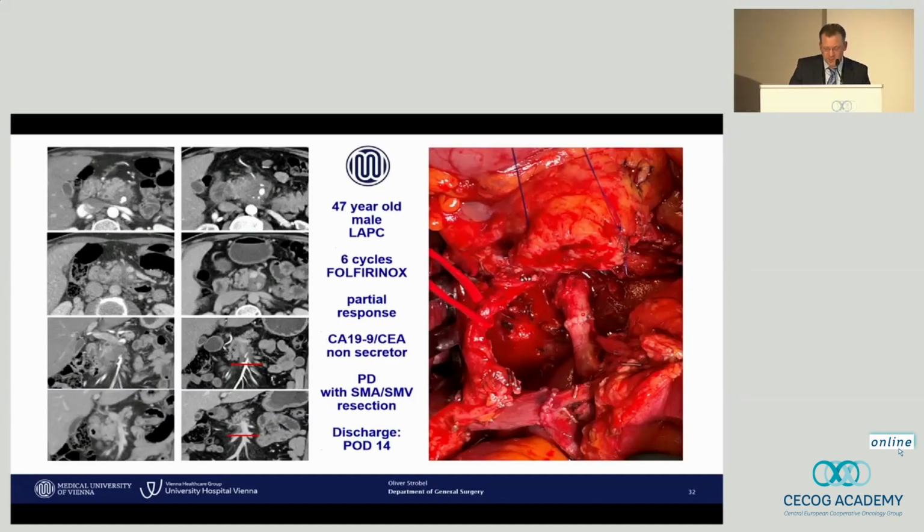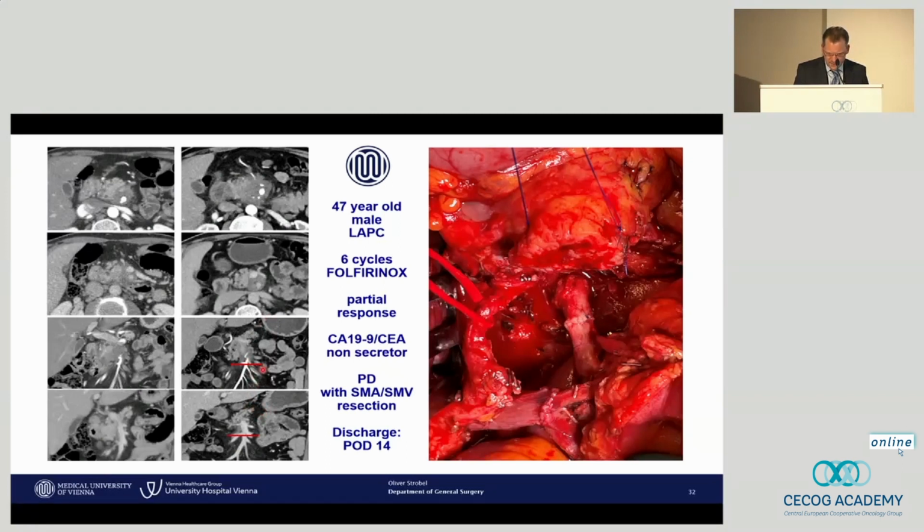Most of the data I have shown you are from Heidelberg, and I worked in Heidelberg until 2020. Now I've been here in Vienna for 15 months, and after 1 year without mortality in my hands, we now perform the first arterial resections. This is a young patient, 47 years old, with a locally advanced pancreatic cancer with an involvement of the supramesenteric artery. After neoadjuvant therapy, there was some response, but this tumor was still unresectable.